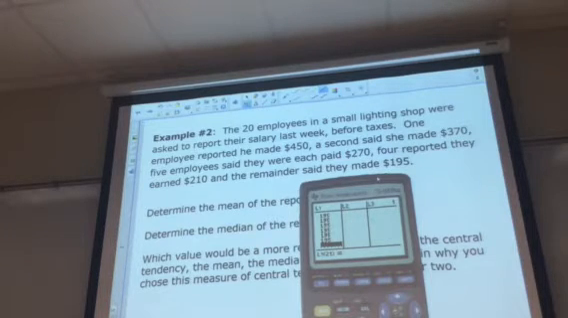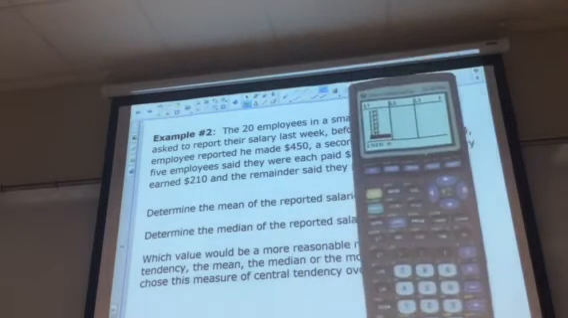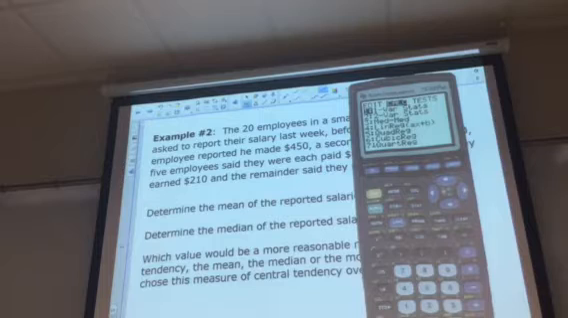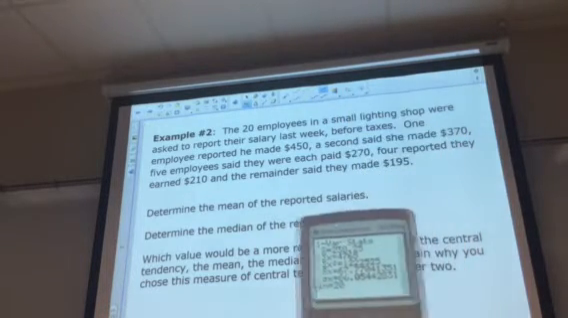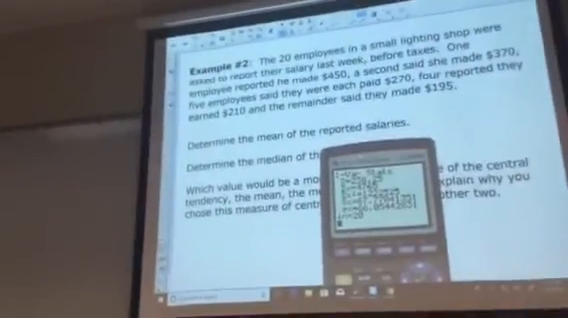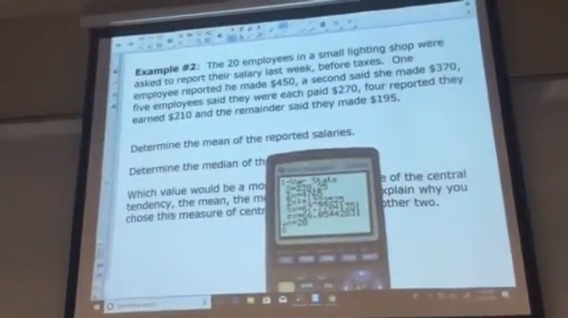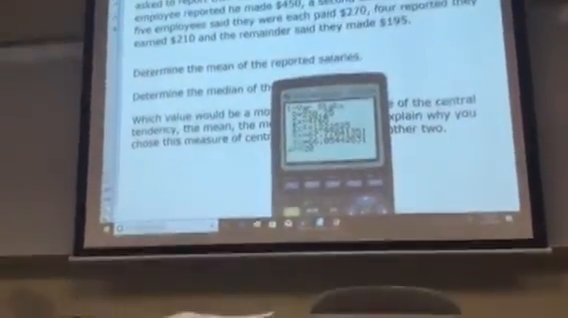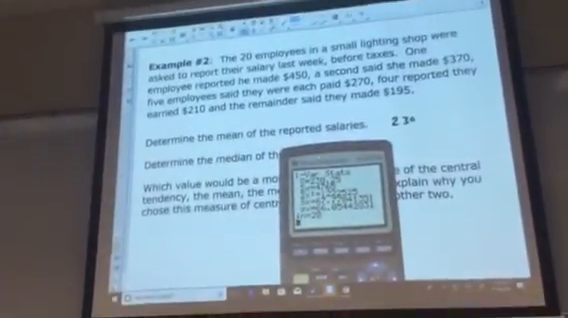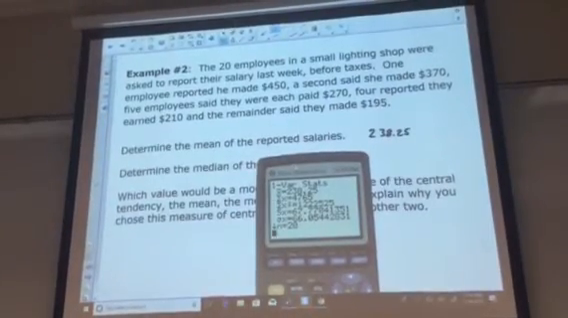So that was an abbreviated list they gave you. And as an abbreviated list, you had to blow it up. You had to expand it. And when you expand it, now you're ready to come back and run one variable statistics on that list. Oops, list 1. So mean salary is very good. 238.25.